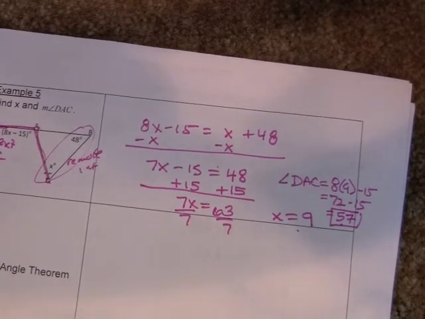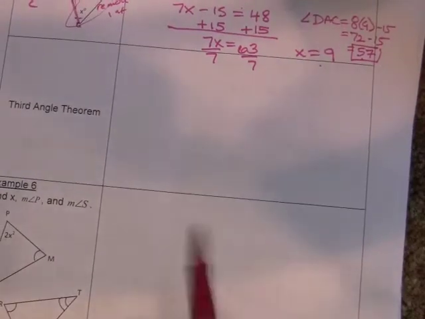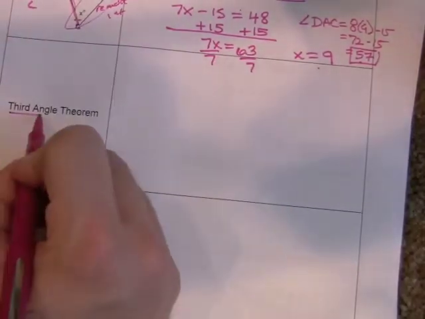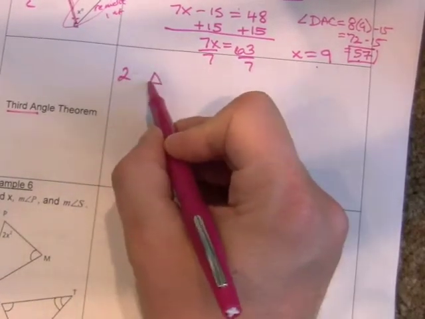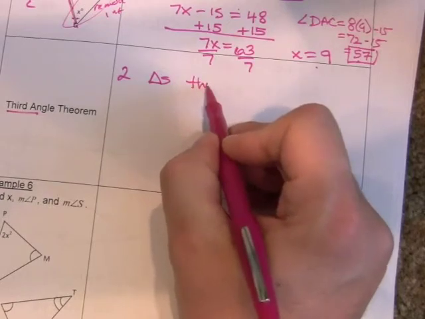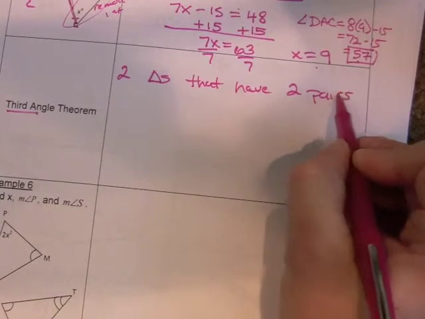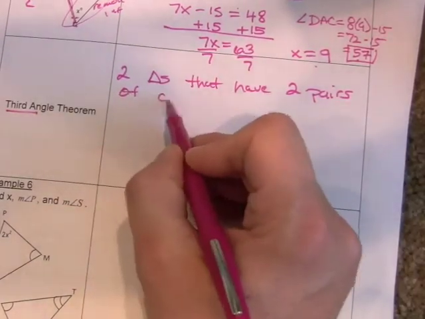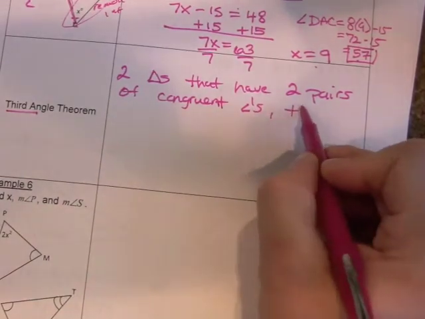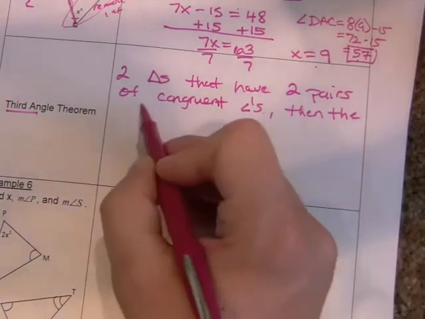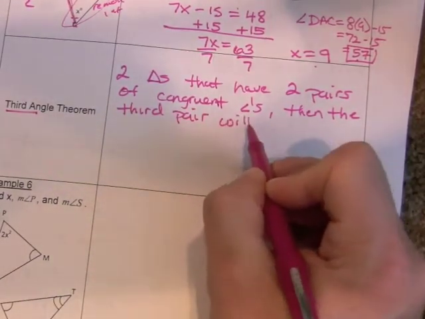Okay, moving on to the last theorem here, the third angle theorem. The third angle theorem states, what it is really talking about is when you have two triangles that have two pairs of congruent angles, then the third pair will be congruent.